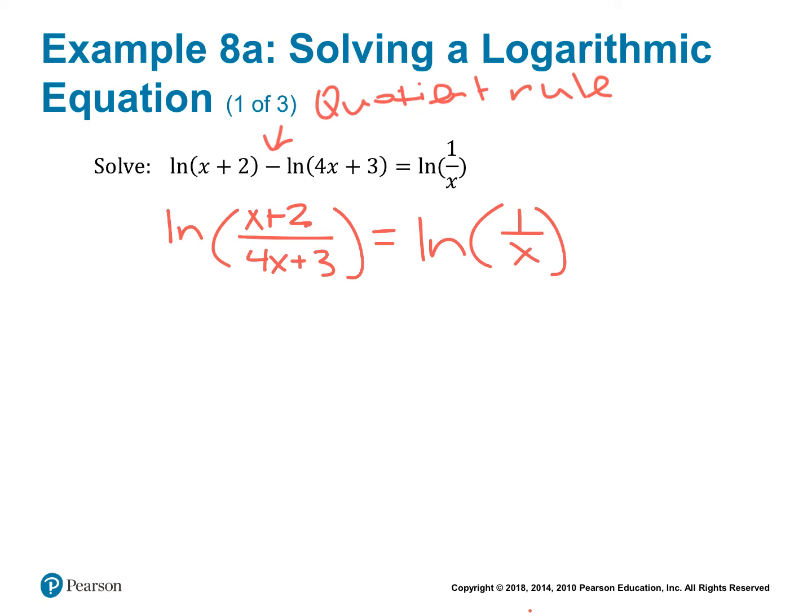Now we can use the one-to-one property, and we don't need the logs anymore. So we'd have just (x + 2) over (4x + 3) equals 1 over x. And now we'd have to try to solve for x. There's a couple ways to do this. What I'm going to do is try to get this x out of the denominator.